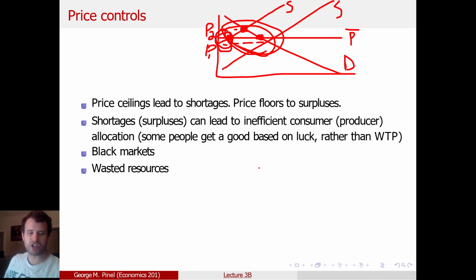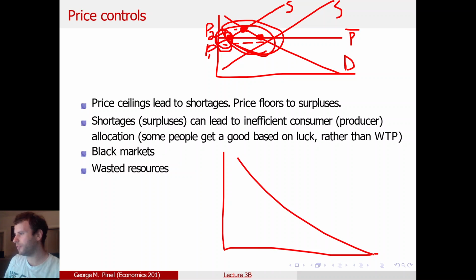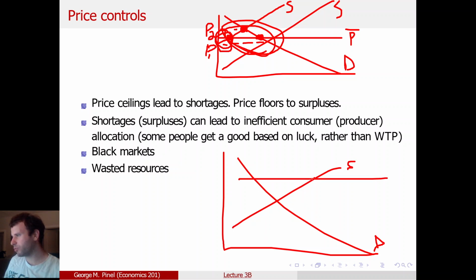And then when there's surpluses, that leads to a lot of wasted resources. So if you have demand, you have supply, and you have a surplus where the quantity supplied is higher than the quantity demanded, well, then you just have food rotting slowly on the aisle. And that's not good either. We don't want that. So that can be wasted resources. So all in all, I don't think price controls are a very good means of hitting that equity efficiency trade-off.